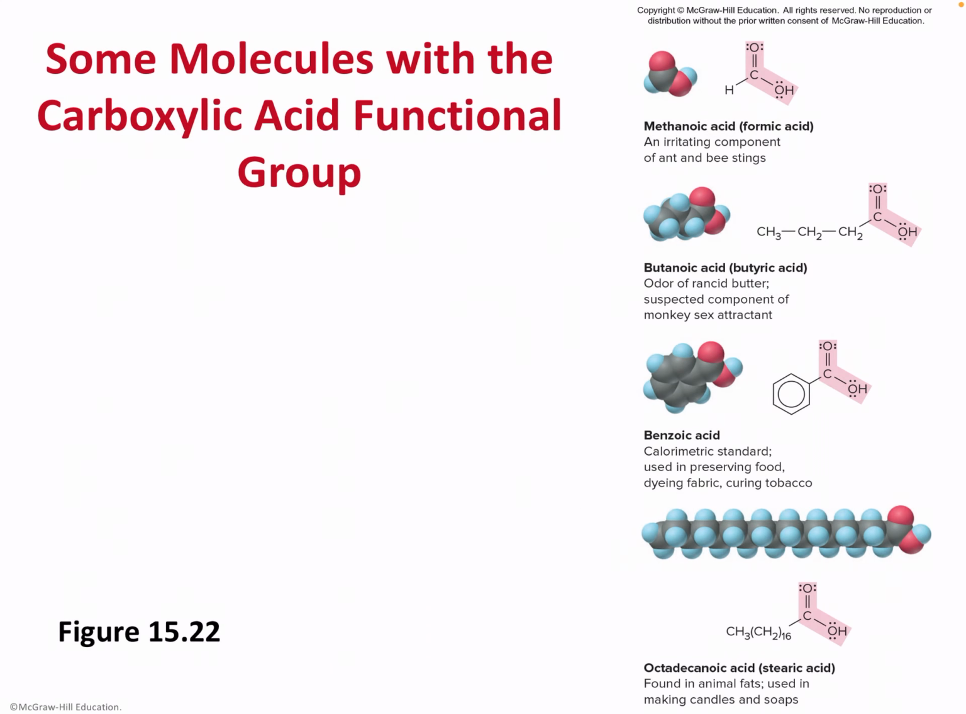These are examples of carboxylic acids. Methanoic acid, the irritating component of ant and bee stings. Butanoic acid, found in butyric acid, the odor of rancid butter, a suspected component of monkey sex attractant. And then you have benzoic acid, an aromatic acid, a calorimetric standard used in preserving food, dyeing fabric, and curing tobacco.